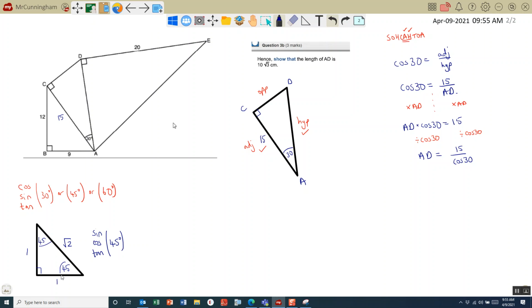So for example, sine of 45 is equal to opposite, which is 1, over hypotenuse, which is root 2. And cos of 45 would also be the same. Cos of 45 would be adjacent over hypotenuse, which would be 1 over root 2. Tan of 45 would be opposite over adjacent, which would be 1 over 1, which is 1. So that's the first triangle that you need to remember. The other one, which is going to be relevant to this question, is like so.